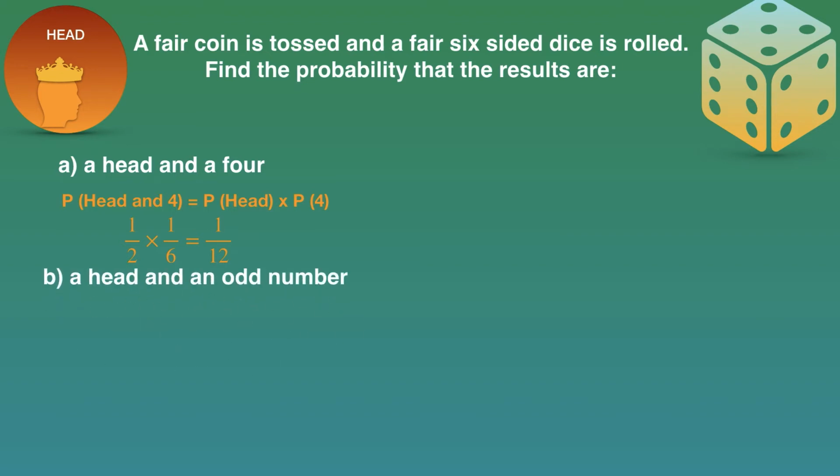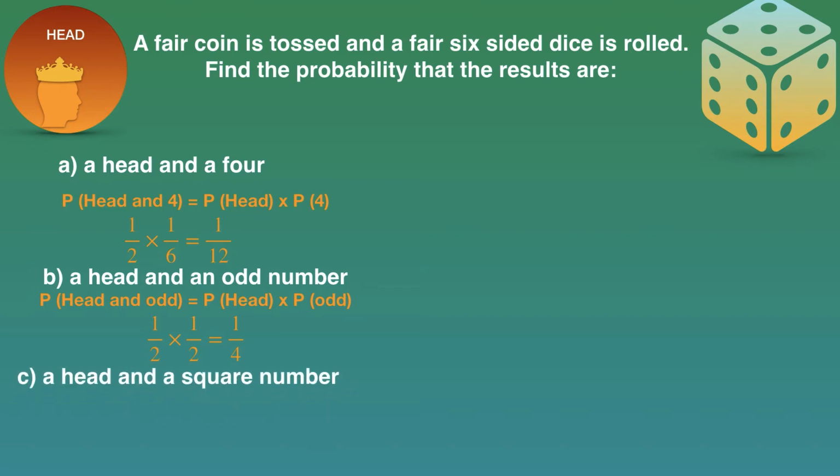In part B, the question asks us to find the probability of getting a head and an odd number. Odd numbers on a dice are 1, 3 and 5. So there are 3 possibilities out of 6. Therefore, the probability of getting an odd number is 3 out of 6, which is equivalent to 1/2. This is also an independent event to getting a head from a coin. Hence, the probability of getting a head and an odd number is given by multiplying the probability of getting a head with the probability of getting an odd number, which gives us 1/4.